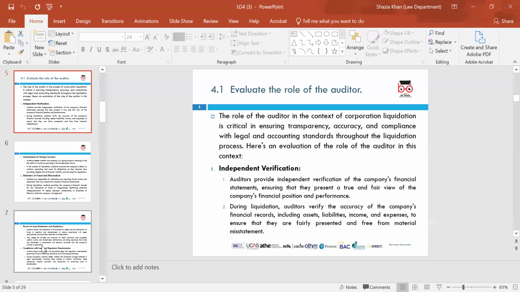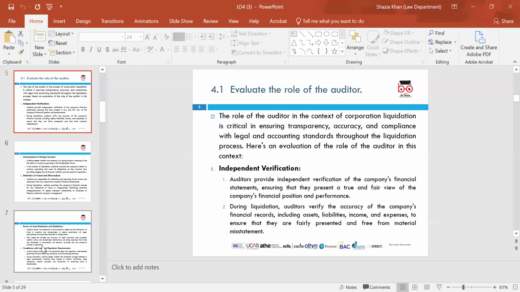Auditors provide verification of the company's financial statements, ensuring that they present a true and fair view of the company's financial position and performance. During liquidation, auditors verify the accuracy of the company's financial records, including assets, liabilities, income, and expenses, to ensure that they are fairly presented and free from material misstatement.